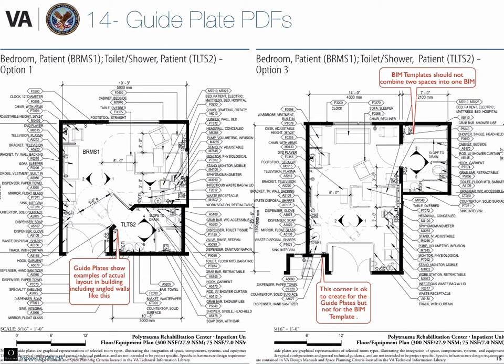This is an option, two options of the same room, option 1 and 2, or option 1 and 3. This is not what we're asking back as a deliverable for the BIM, but we obviously recommend not having to recreate this manually. You basically duplicate the template and use that as well for options 1 and 3. And we do not want two spaces combined in the template that's being delivered. We just want one space. So in this scenario, it would actually be two BIM templates, one for BRMS1 and one for TLTS2, not combined like this into one template.